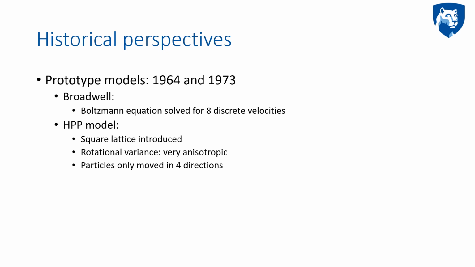There were two prototypes in 1964 and 1973 respectively. The first one was the Broadwell, which was very basic, where the Boltzmann equation was solved for only 8 discretized velocities to solve some aerodynamics problem. Then we had the HPP model in 1973, where we had a very basic square lattice. It was very anisotropic because of no rotational invariance, and the particles could only move in 4 directions.